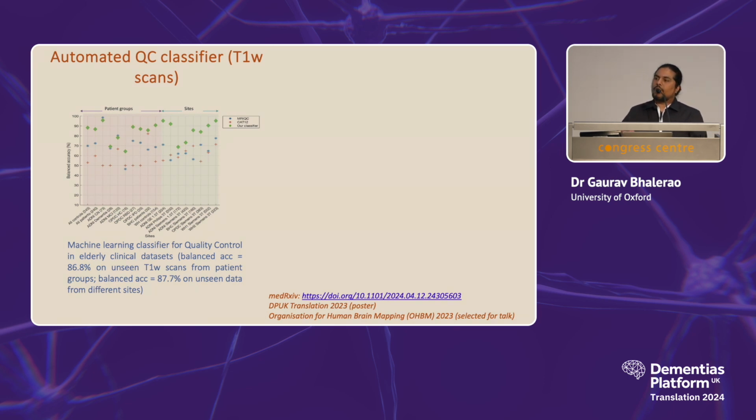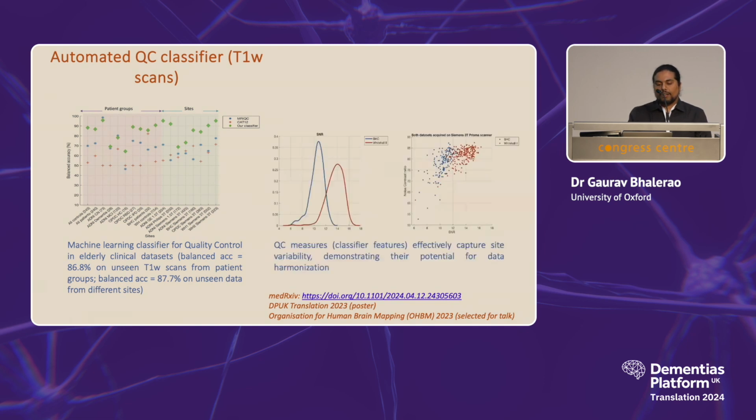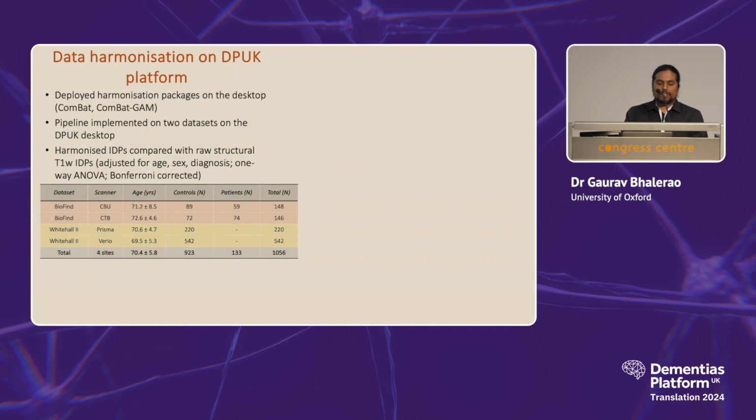This is another work that we did in parallel, where we designed an automated quality check classifier for T1 weighted scans with a specific focus on dementia datasets and elderly populations in clinical datasets. We designed this machine learning classifier, and it generalized well to different patient groups and sites, and it also outperformed existing quality check tools. The QC metrics that we used in this classifier were also able to effectively capture the site variability. So there is potential to use these tools to model the parameters of the harmonization methods that we are going to use on the IDPs.